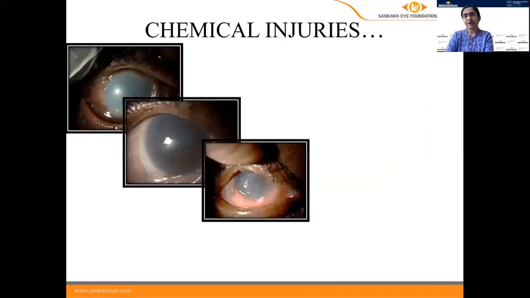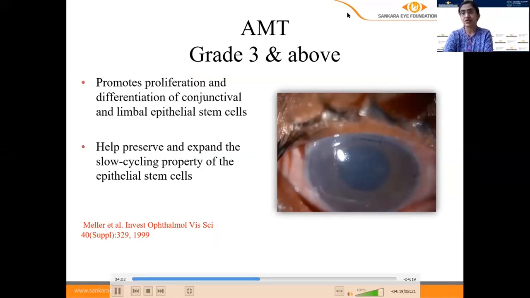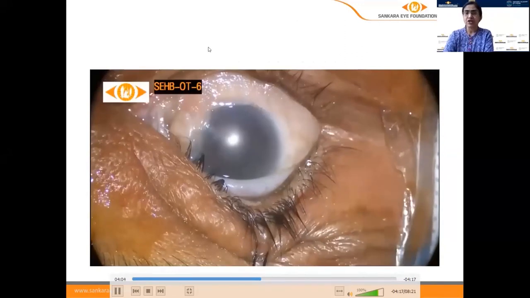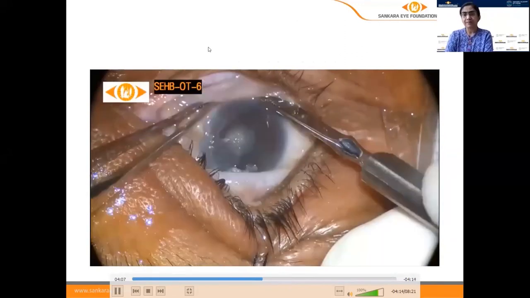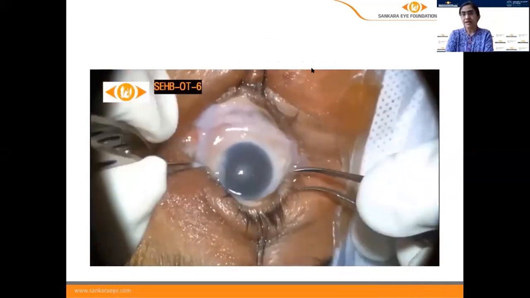In chemical injuries, patients may come with a complete acute injury, or they may come after 2 weeks with a non-healing epithelial defect. Any chemical injury of grade 3 and above really requires an amniotic membrane. Here it helps in preserving and expanding the slow cycling property of the epithelial stem cells. So we should not miss a chance to put amniotic membrane. Either you do it with glue or with sutures. The most important step is de-epithelizing the dead tissue on the surface and spreading the amniotic membrane.